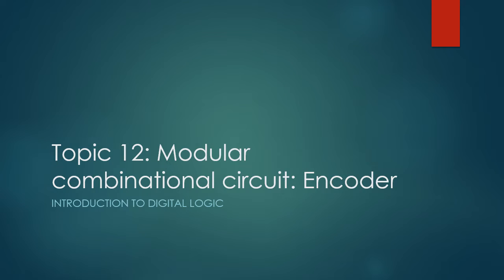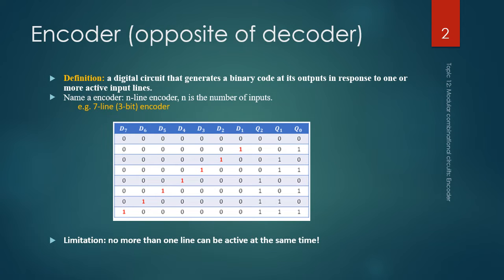Okay, hello everyone. Today let's talk about the second type of modular combinational circuit, encoder. By definition, an encoder is a digital circuit that generates a binary code at its output in response to one or more active input lines. So just from the definition, we can sense that the encoder seems to be the opposite of a decoder. And that is true. And you can also tell this by their names.